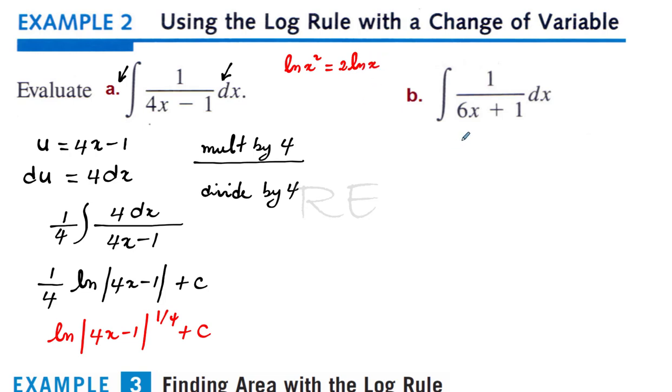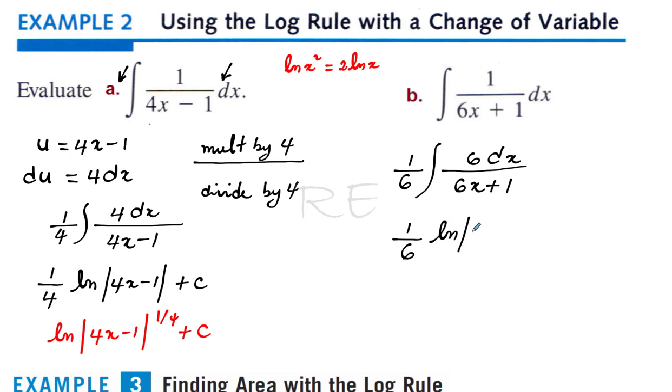For b, the derivative of 6x plus 1 is 6. We need to fabricate a 6. We're going to multiply and divide by 6, constant multiple rule. So the answer is 1/6 ln the absolute value of 6x plus 1 plus c, which can also be written as ln the absolute value of 6x plus 1 to the 1/6 plus c.